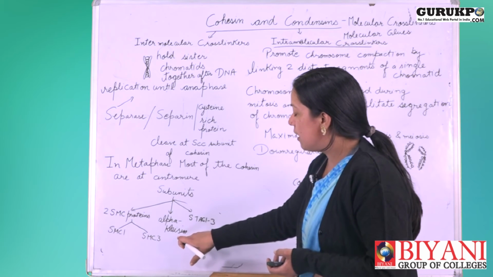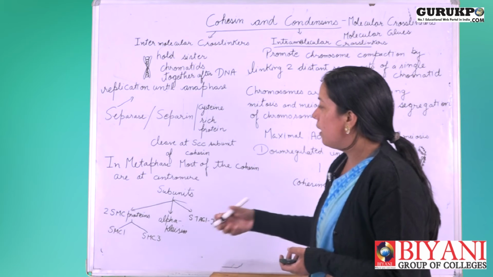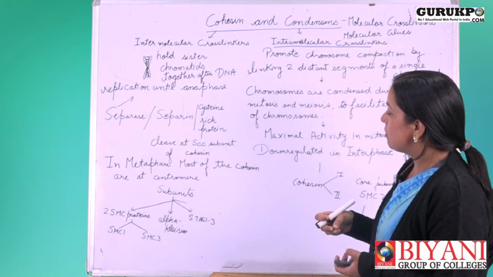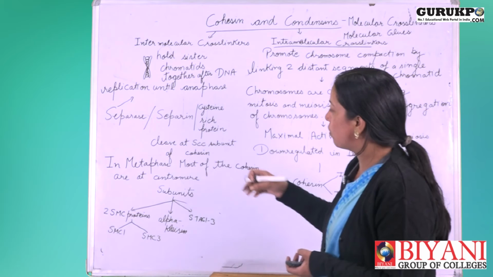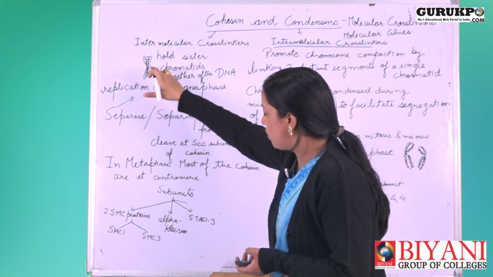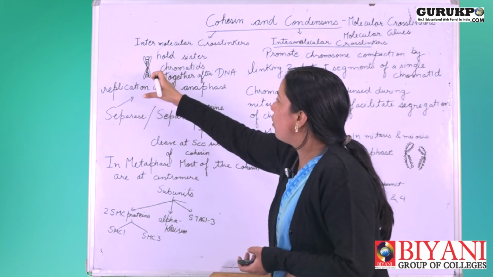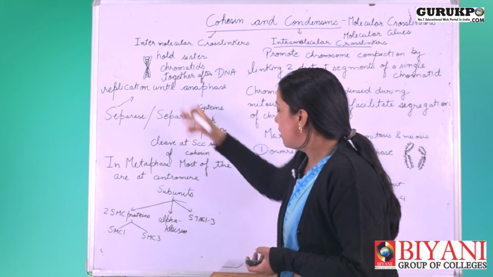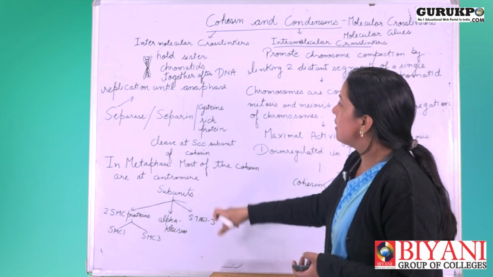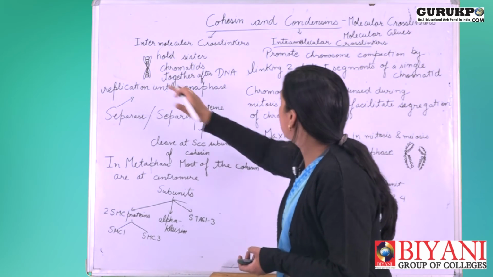Alpha kleisin is attached near the centromere. It facilitates the attachment near the centromere, so that the chromatids are attached at the centromere position. STAG1 and 3 are present on the chromosome arms. They facilitate the attachment at the chromosome arms.